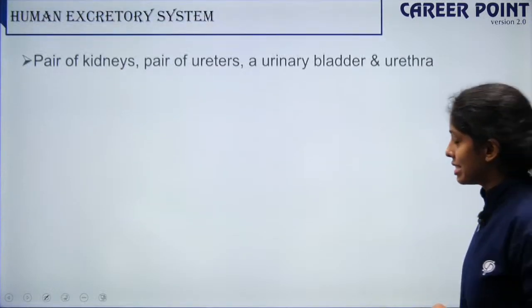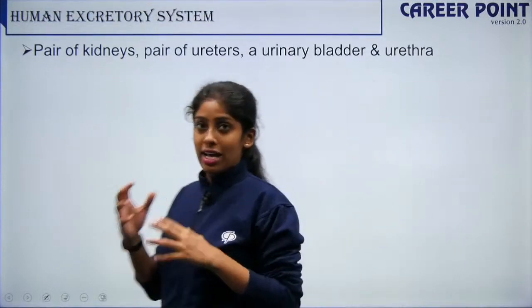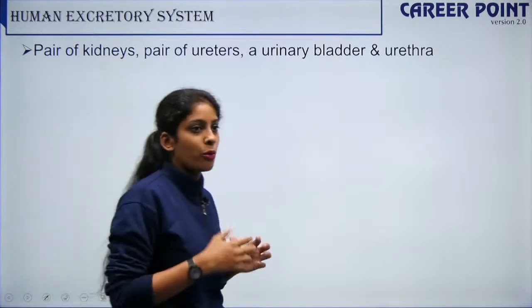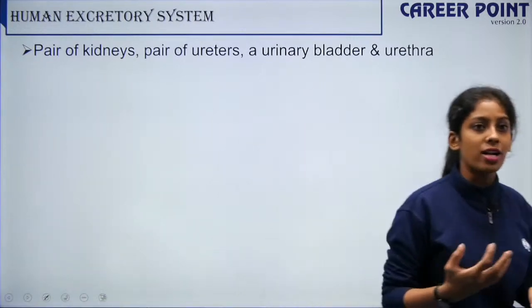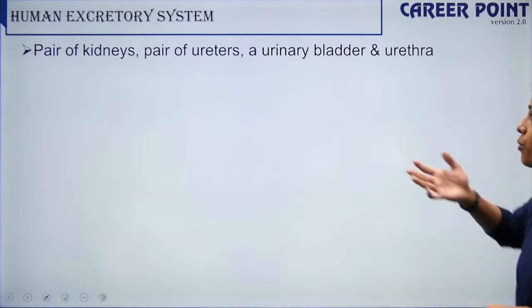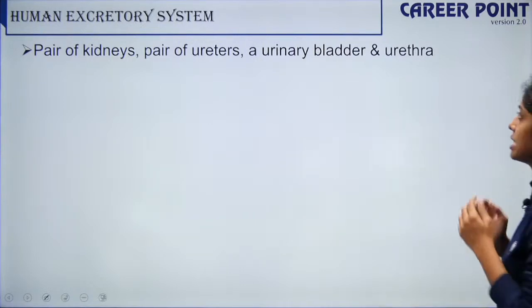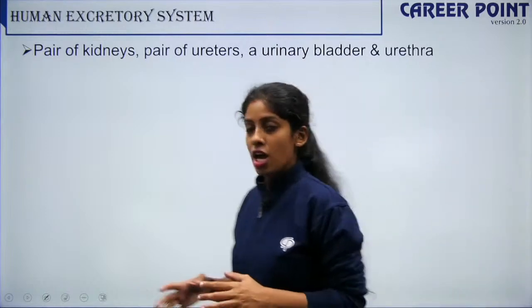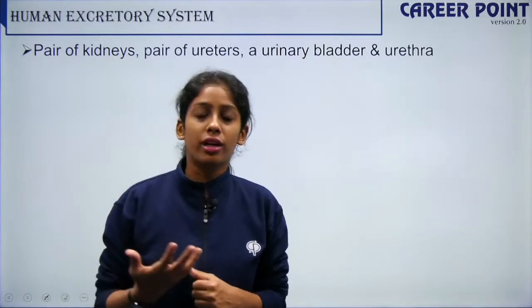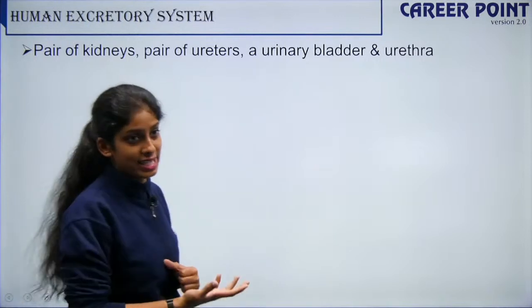Human excretory system. Now we are coming to the heart of the topic, exactly what we want to talk about. We are going to talk about the structure of the kidney. The human excretory system consists of a pair of kidneys, a pair of ureters, a urinary bladder and a urethra. All these together make up the urinary system, or you can say the excretory system.